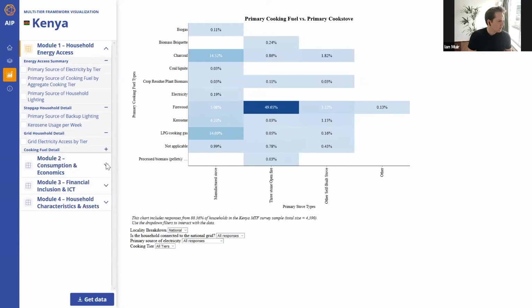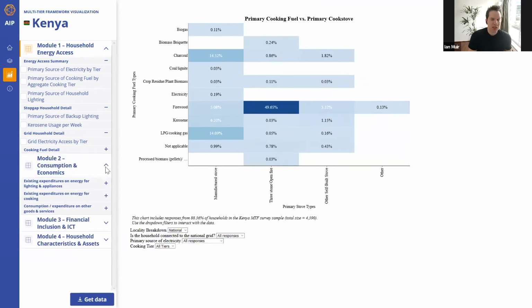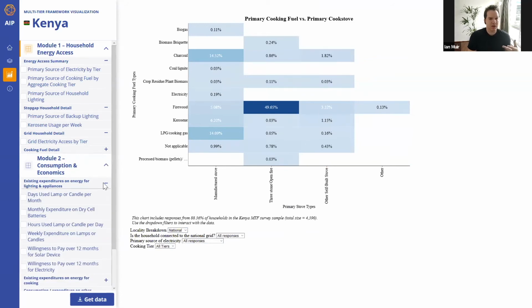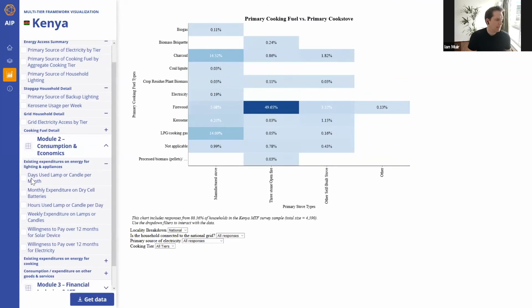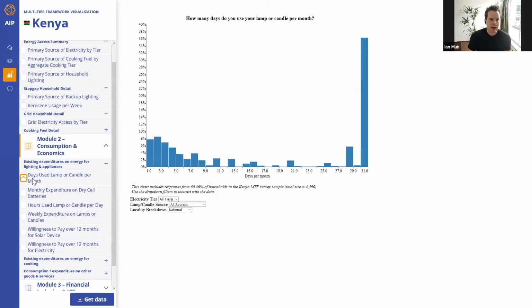Let's zip forward to our module 2, which is a consumption and economics module. A lot of this is about expenditures and about usage. And one of the more interesting ones that I think is really worth pulling up is again looking at people's use of stopgap sources, namely kerosene and candles.